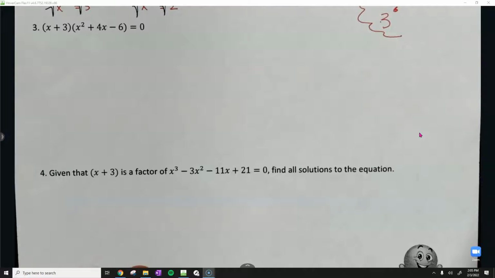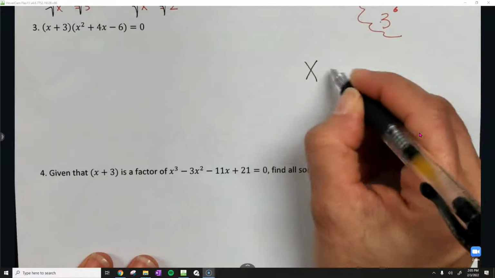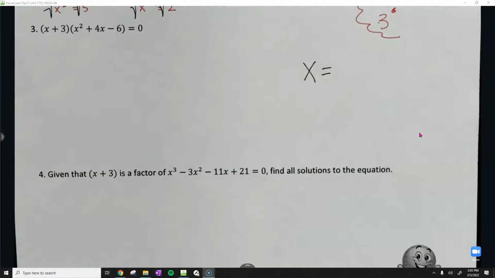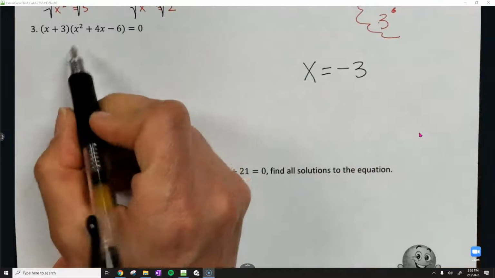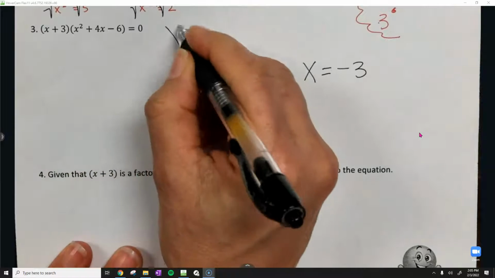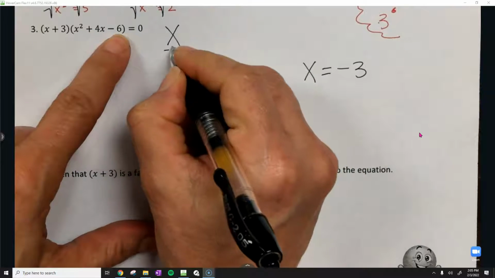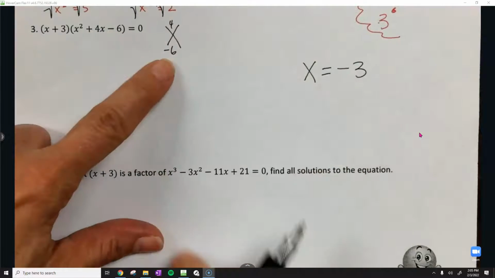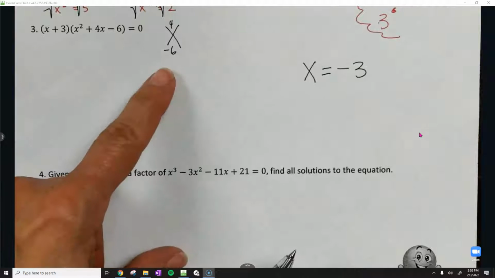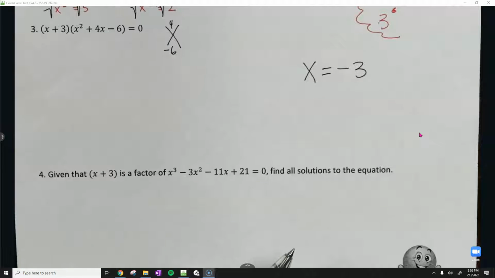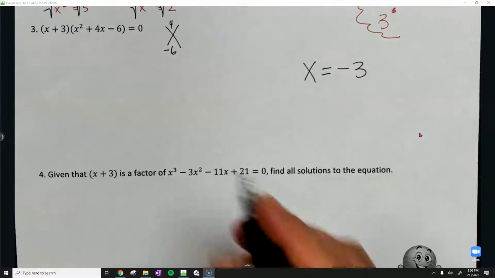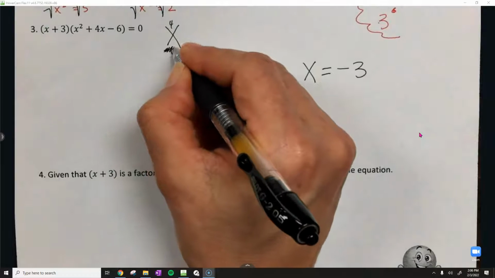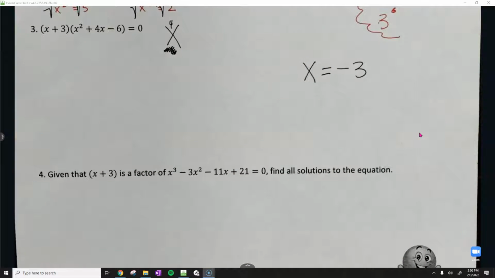Okay, so number 3, guys, we already know one answer. What's one answer that we already know? Negative 3, awesome. All right, let's talk about this. If I try to factor this trinomial, there are not any numbers that multiply to make a negative 6 but add to a 4, so you're stuck. So I don't like that negative 6. I'm going to change it.